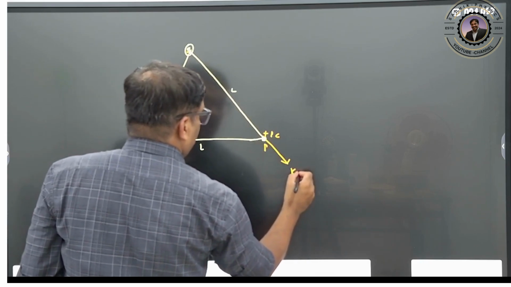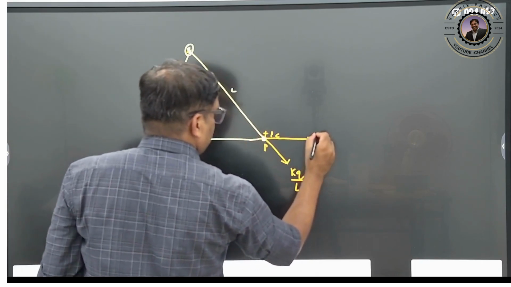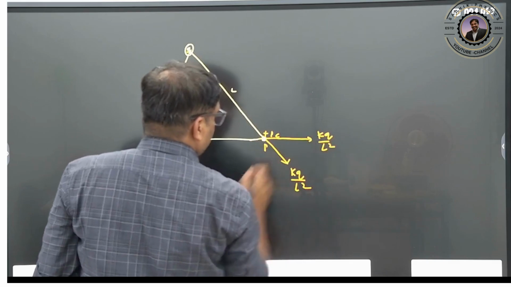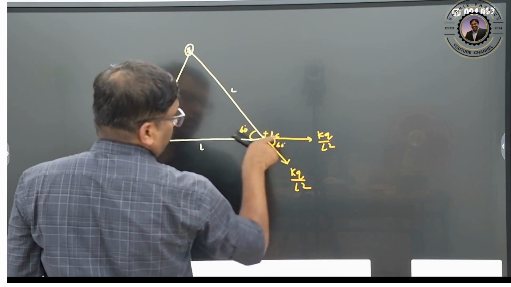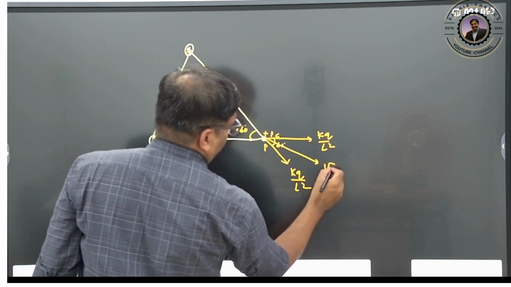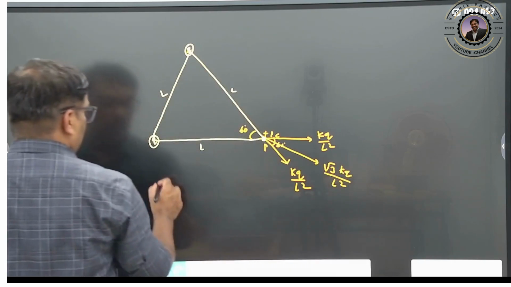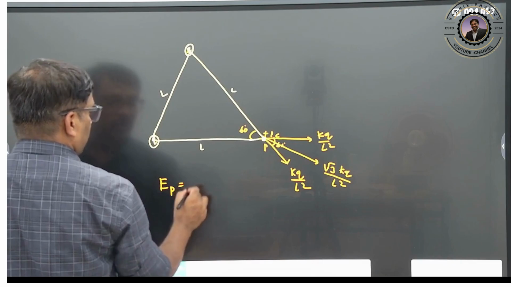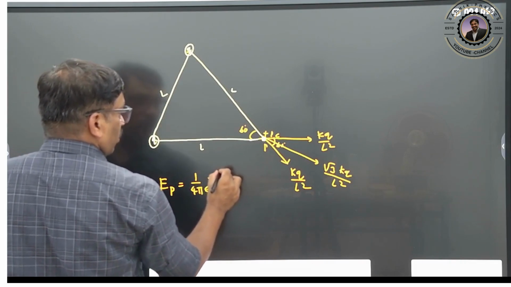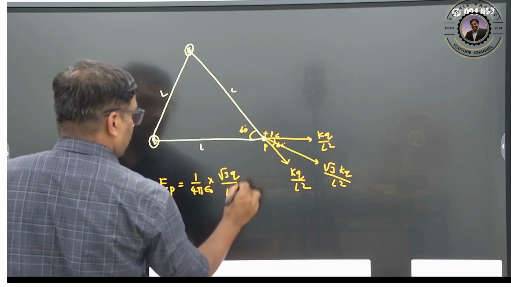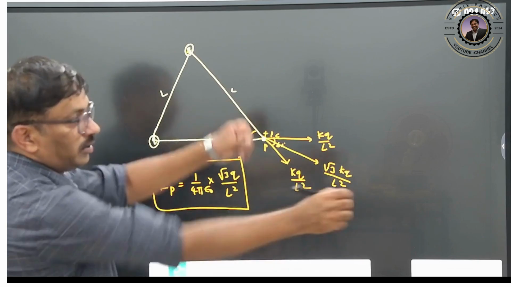That is KQ by L square. This one also experiences KQ by L square toward this side. What is the angle between them? 60 degree. Both are the same, therefore it will be root 3 KQ by L square. Therefore, the electric field at point P is 1 by 4 pi epsilon naught into root 3 Q by L square.